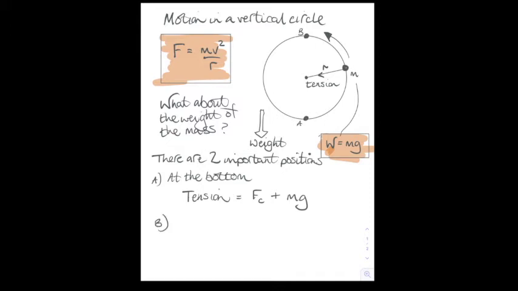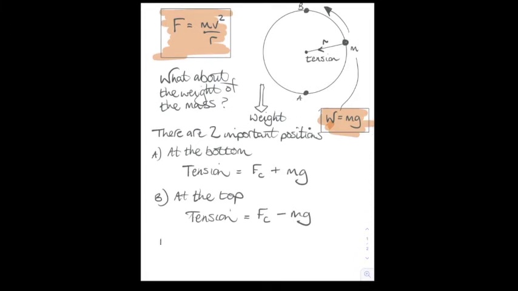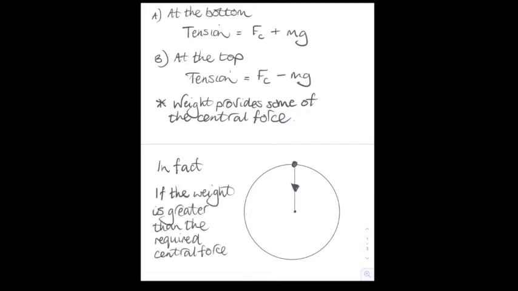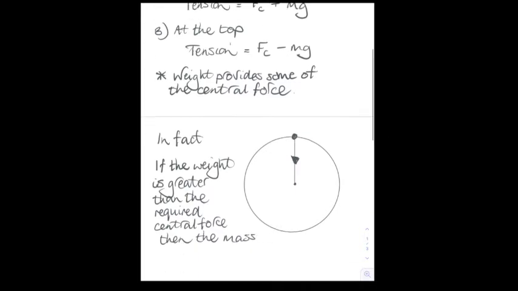At point B, which is at the top of the circle, you still require a tension to keep it moving in the circle, but the weight at the top of the circle is acting into the middle, so the weight provides some of that central force, so your tension is the central force minus the weight. So you only need a smaller tension at the top. In fact, if the weight is greater than the required central force, then your tension is zero and the mass will fall into the circle.